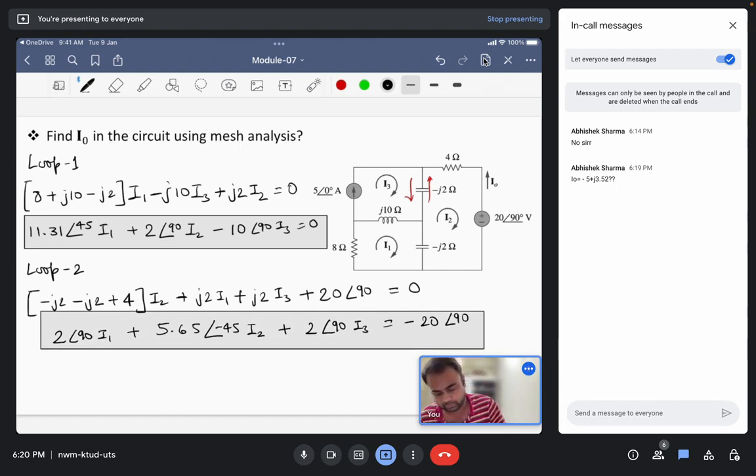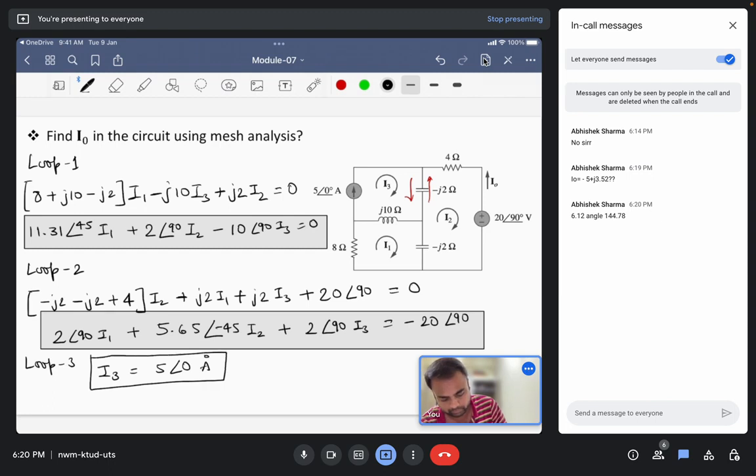Okay, now we have to write for loop 3. In loop 3, the current source is given, so the value of current I3 is already given. I3 is 5 angle 0 amperes. So this is straightforward, we know I3. Now we have to solve these three equations, 1, 2 and 3.